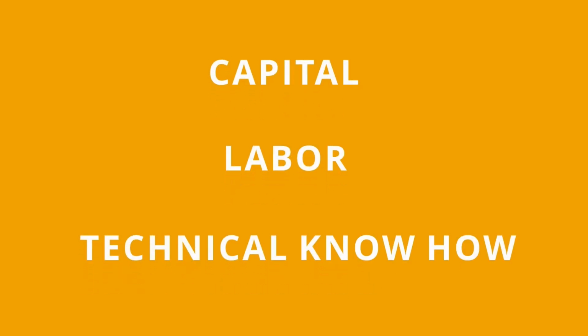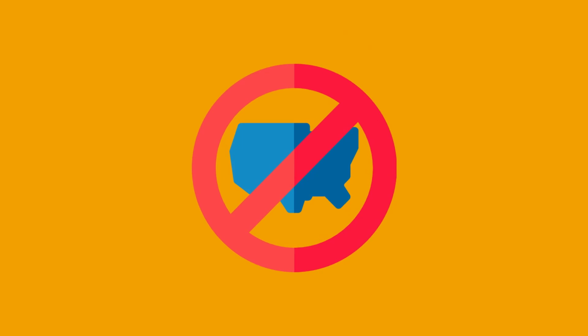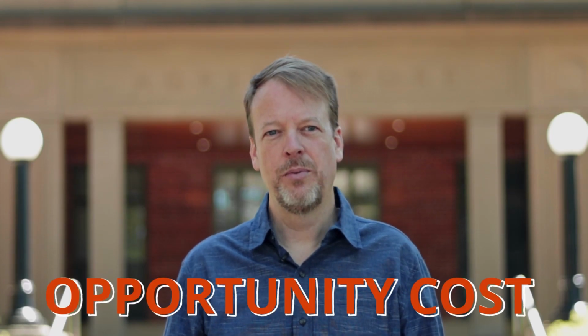How can this be? Each good requires different amounts of inputs like capital, labor, and technical know-how. No one country has all those inputs. Each country has an opportunity cost when it produces something, since it forgoes the opportunity to produce something else with those inputs. Therefore, a country should search for those goods for which its opportunity cost of production is low. That's where it has a relative advantage. So it's not just about international trade.